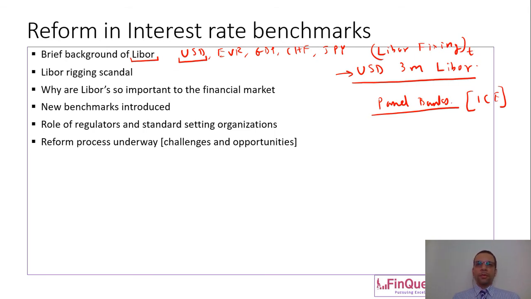Now come tomorrow, these panel banks will again submit a new set of Libor quotes to ICE, and ICE will again compile them, remove outliers and publish a new Libor fixing. Tomorrow morning, a new USD 3-month Libor will be published by ICE. So you'll have a new Libor fixing at time point T plus 1, because assuming we are at time point T today, T plus 1 will naturally be tomorrow. Likewise, every day ICE is going to receive these quotations from these panel banks and publish the Libor fixings for that particular day.